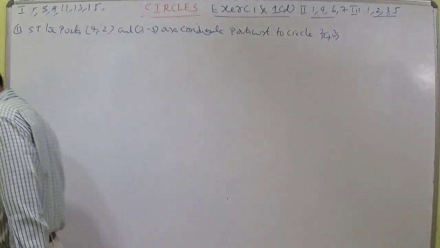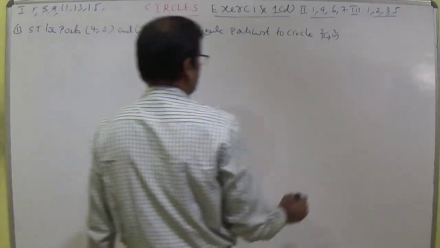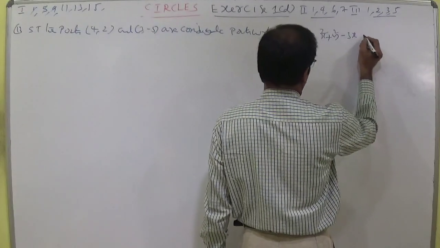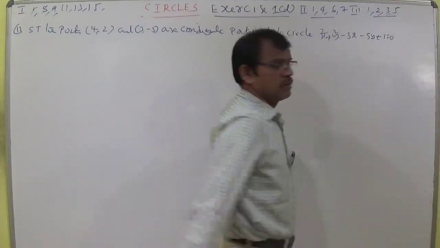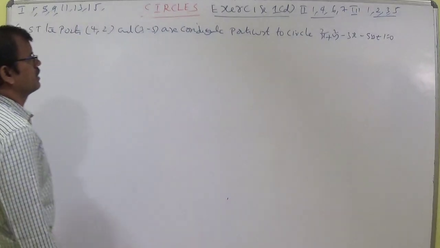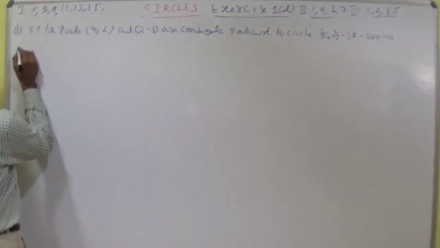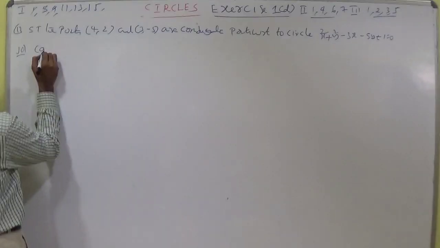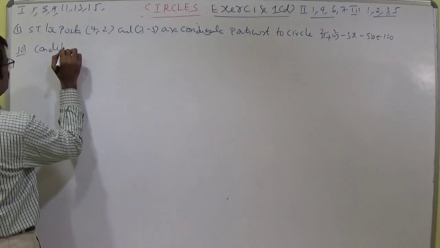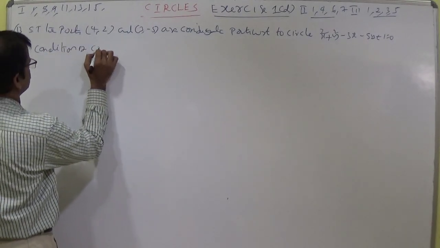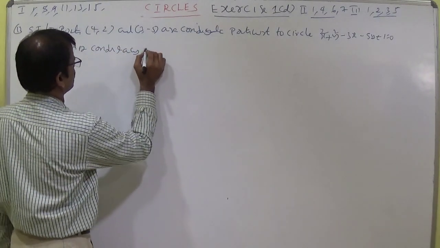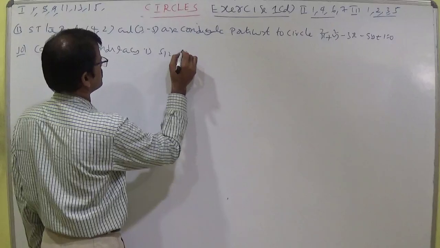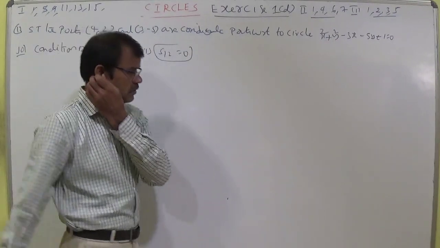x² + y² - 3x - 5y + 1 = 0. Formula: the condition of conjugacy is S12 = 0.